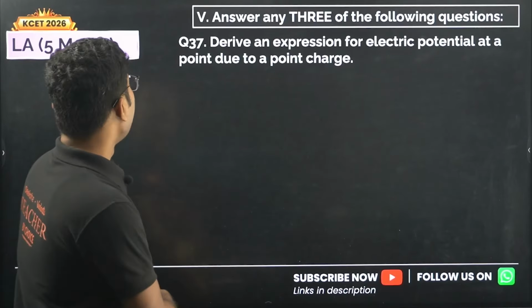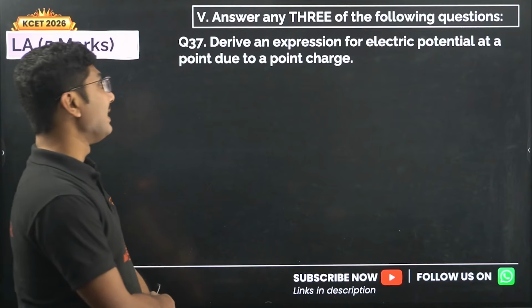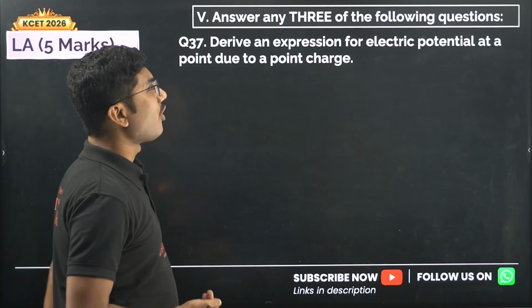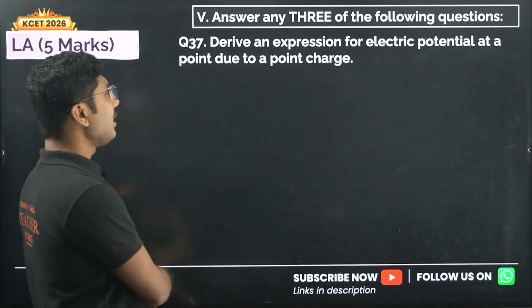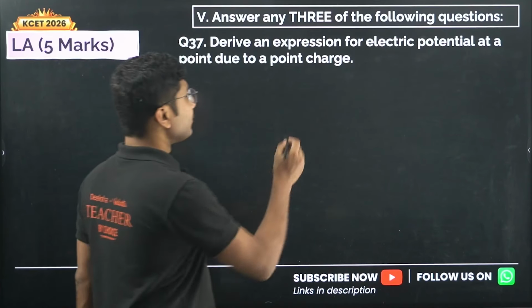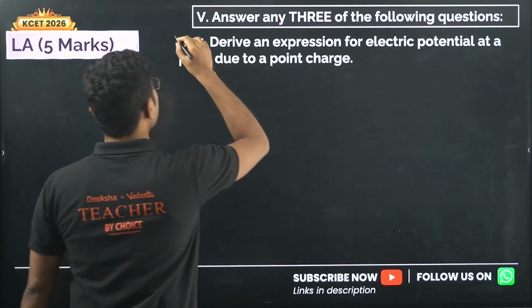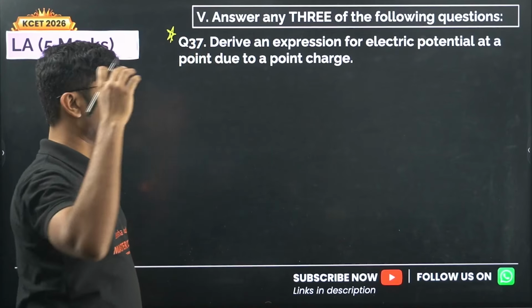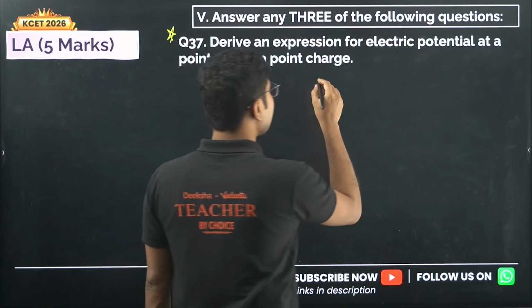Now let's move on to the 5-marker territory. Now we are in the 5-marker territory. Derive an expression for electric potential at a point due to a point charge. This is the most asked question in your PU board history. This came last year as well, and might come this year as well.